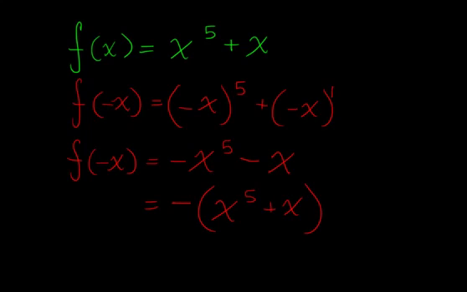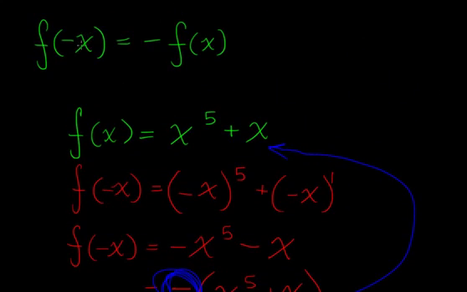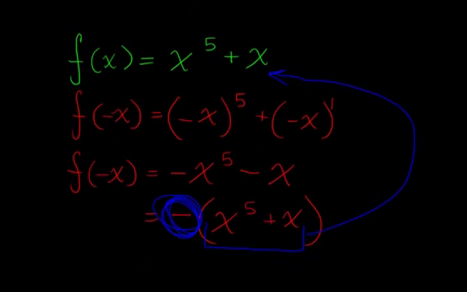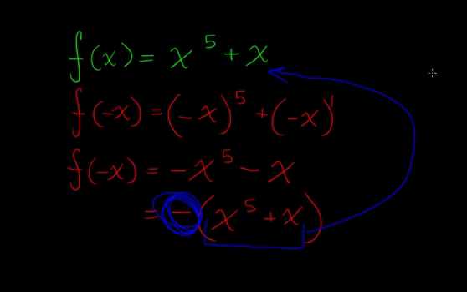And look at this. This expression right here, x to the fifth plus x, is the same thing as this, except it's negative. And that satisfies our definition of an odd function. You have f of x with a negative. This is f of x, and this is f of x with a negative. So it is an odd function. F of x, in this case, is an odd function.